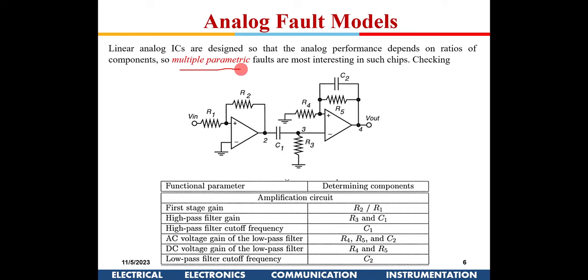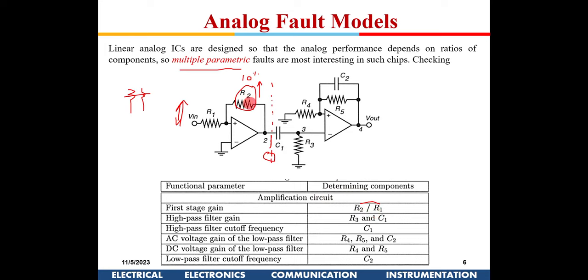Multiple parametric faults. For example, this is a first stage. So the gain here is dependent on R2 by R1, right? If I just consider a fault of one resistance, it won't tell me the result. Suppose I set the tolerance of 10% here. If this is moving high 10% and this is moving down 10%, then I can't say it is fine, it will give me an erroneous result. If both are moving 10%, and both have been placed in fabrication close to each other, and the same kind of fabrication defect is happening in both these resistances, then the overall gain may not change. It might be acceptable also, right?